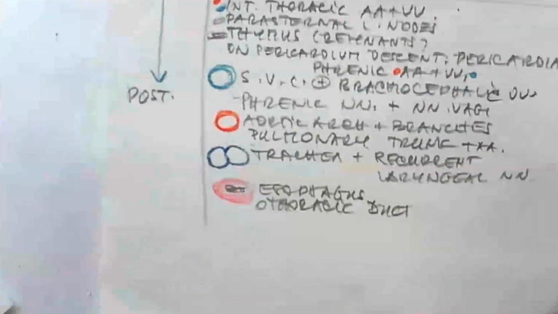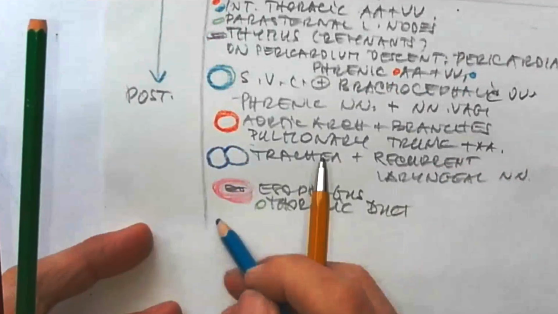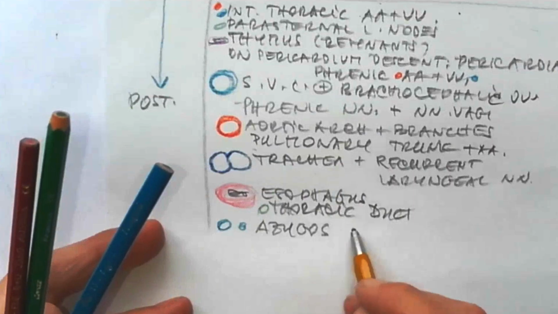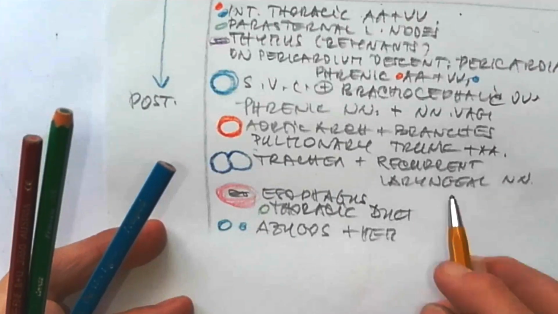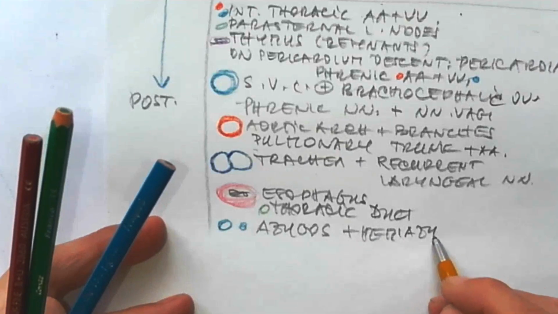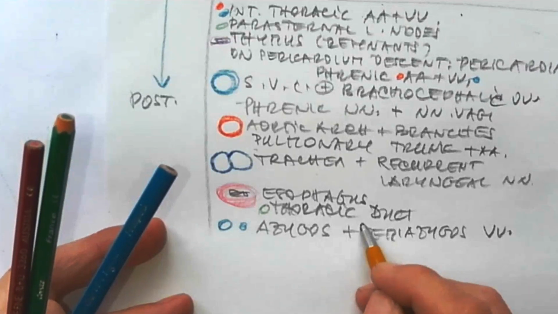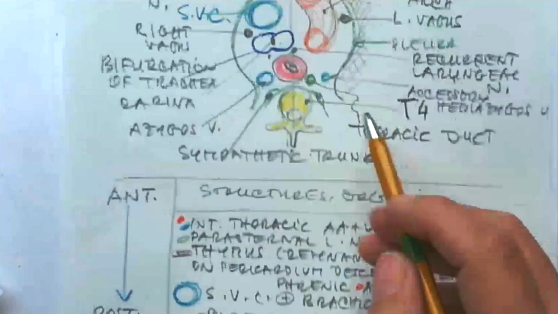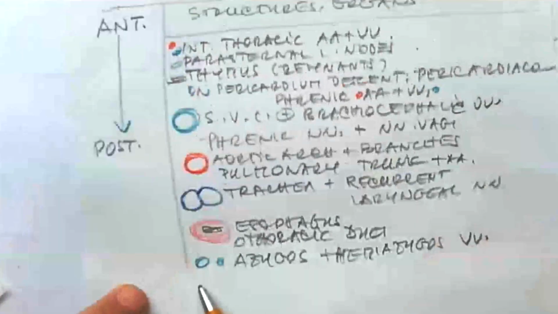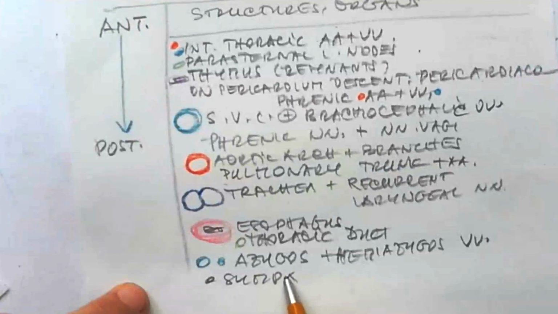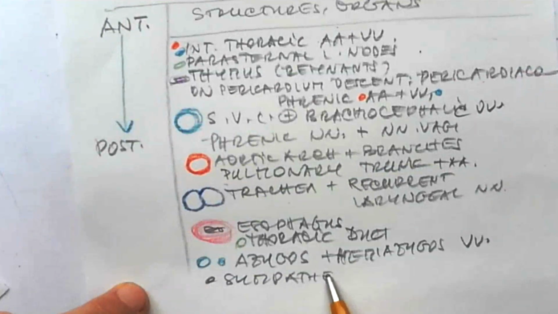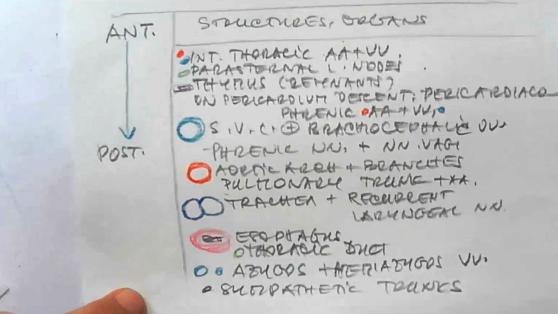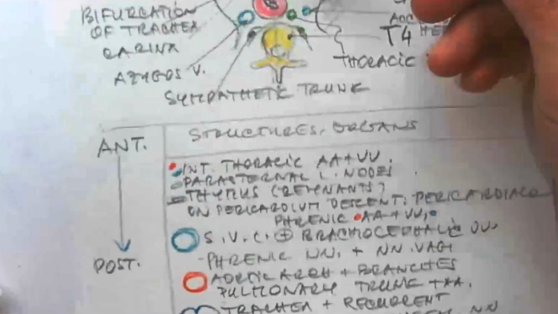Then what else? Then azygos veins, azygos and hemiazygos, so we just put azygos plus hemiazygos, this accessory, but the whole hemiazygos, azygos and hemiazygos veins. Then finally, the deepest structures, look here, are situated the sympathetic trunks. No, this is true. Sympathetic trunks.